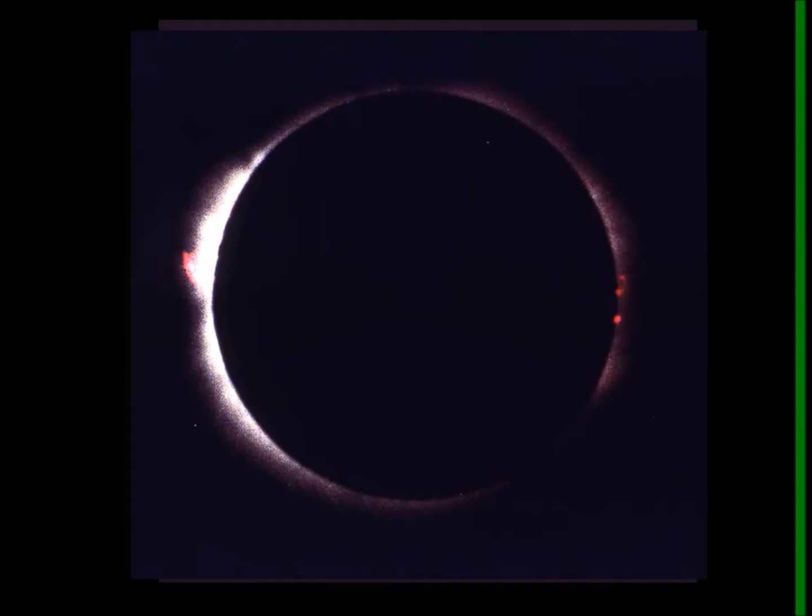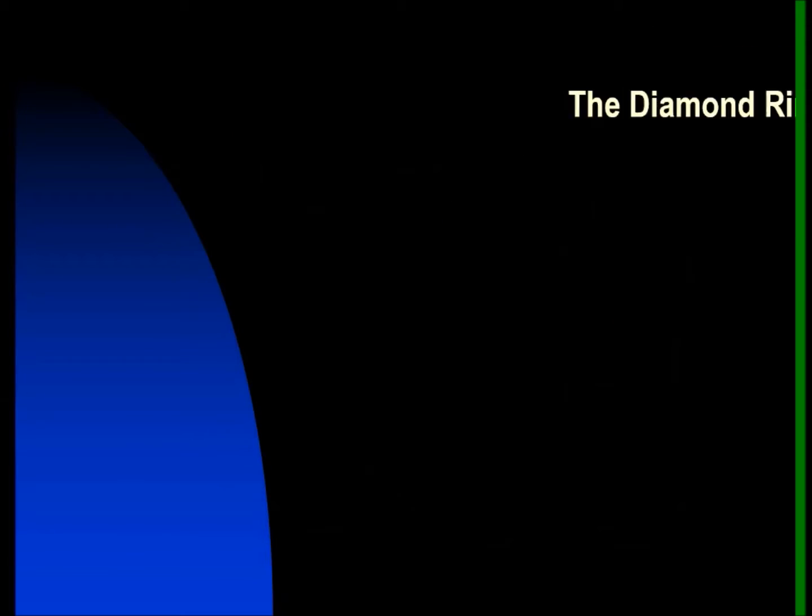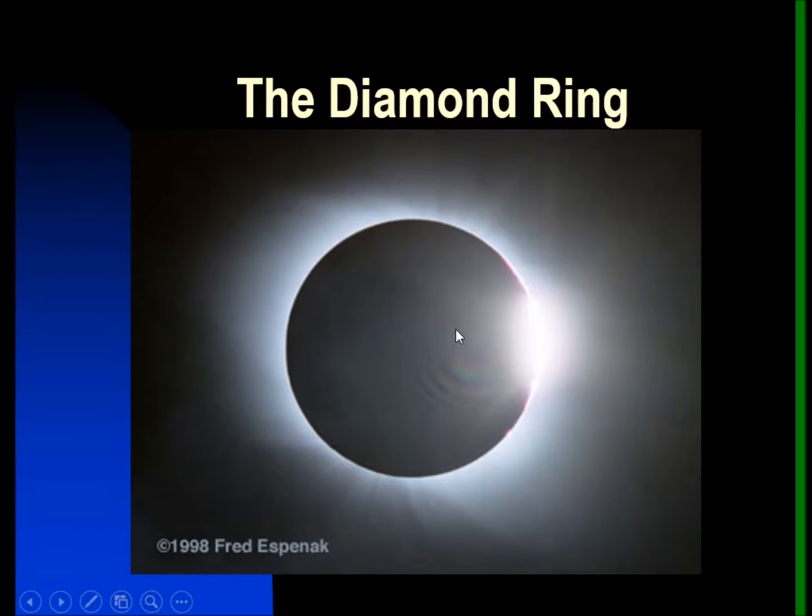And there's one that I really love. I think it's coming up. It's called the diamond ring. So this is called the diamond ring. It's right when the moon just starts to travel, either right before or right after complete eclipse, and it has a little diamond here, like a diamond ring.